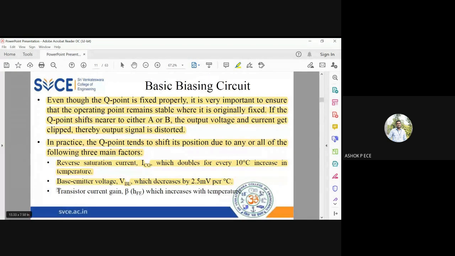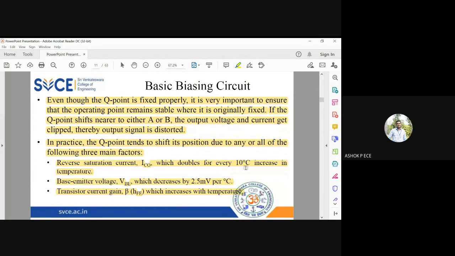And the last one, hFE. hFE is the current gain, which will increase with temperature. So you see two parameters increase with temperature, and one parameter decreases with temperature. So if we are going to use the semiconductor in a hot place or in a very cold place, then you have to be prepared to handle these three parameters, because normal room temperature is 27 degrees Celsius. When you are going to keep this device in a desert where the temperature is 45 or 50 degrees Celsius, then you have to consider all these parameters before you design your circuit.